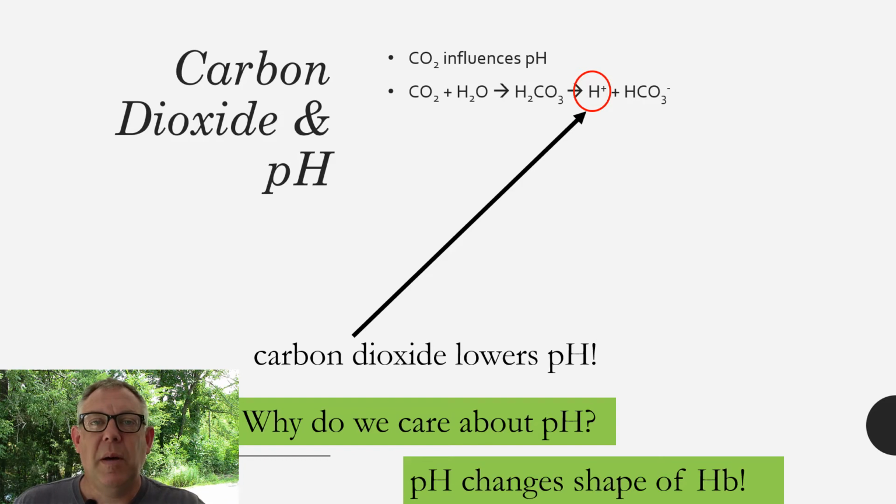Well, what do we say about the shape of hemoglobin? The shape of hemoglobin influences its affinity for oxygen. So by changing the CO2 levels, that can influence the pH, which can influence the shape of hemoglobin, which can influence its ability to carry oxygen. That's how these things are all related.